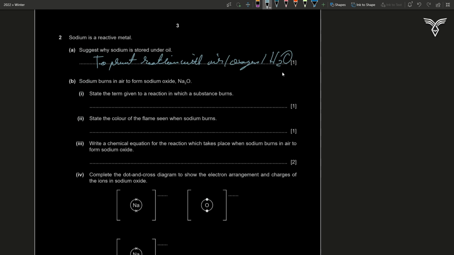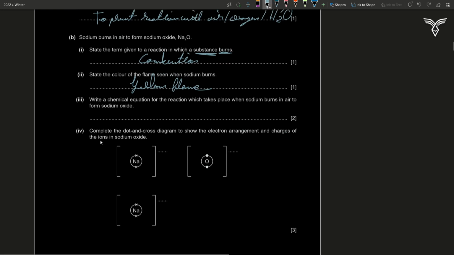طيب. Part B. Sodium burns in air to form sodium oxide Na2O. State the term given to a reaction in which a substance burns. Burning اللي هو reaction مع oxygen which is also known as combustion. حلو جميل. Part 2. State the color of the flame seen when sodium burns. احنا حافظين ان ال flame test بتاع الصوديوم produces a yellow flame.